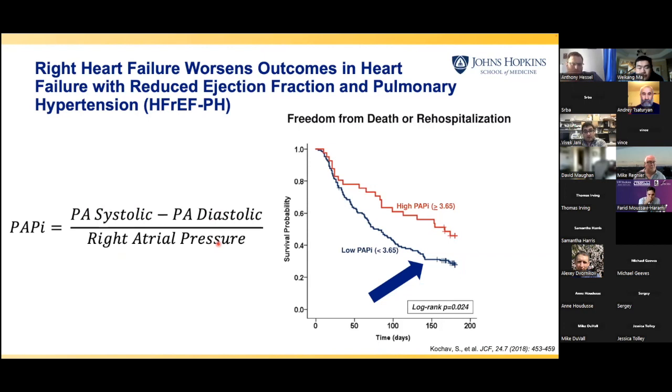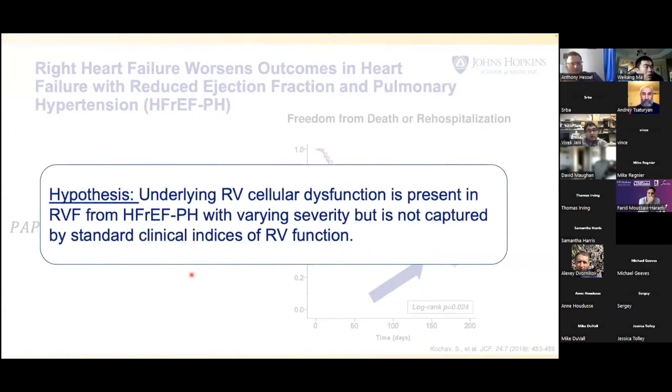As shown on the right in the Kaplan-Meier survival curve, patients with low PAPI have only 25, maybe 30% survival at 180 days. Moreover, we don't really have any good marker of RV function that clearly delineates RV failure from impending RV failure, which leads to the possibility that RV function is much more heterogeneous than what our clinical data is able to quantify. So here we're testing the hypothesis that underlying RV cellular dysfunction is present in RV failure from HFrEF PH with varying severity, but is not captured by the standard clinical indices of RV function.